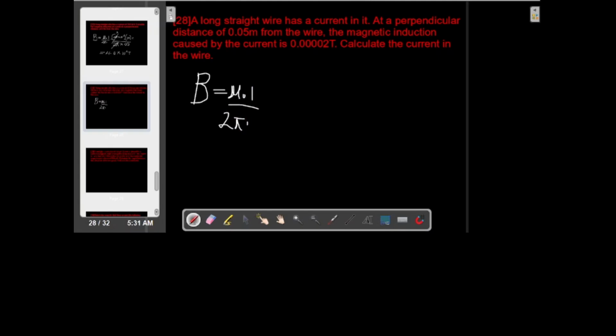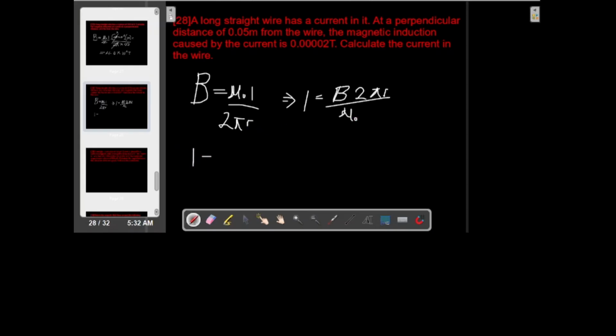But in this case, you can notice that we are looking for I. So we have to make I the subject of the formula. I believe you guys remember how to make something the subject of the formula. So you are going to be left with I is equal to B 2 pi r over mu naught. That's the formula.